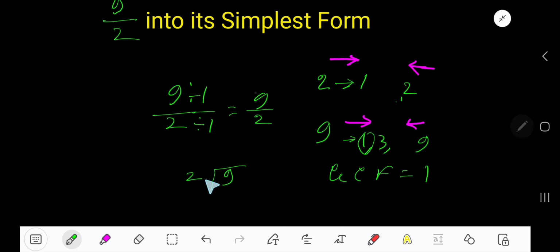Divide 9 by 2. 2 goes into 9 how many times? 4 times. 4 times 2 is 8. Subtract, and we get 1. So this 4 will be our whole number part, this 1 will be our numerator, and this 2 will be our denominator. So 4 and a half is our answer.